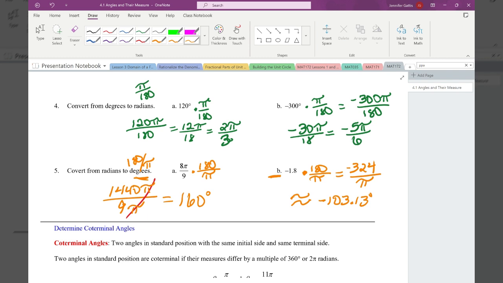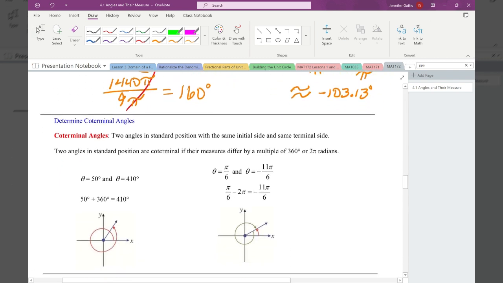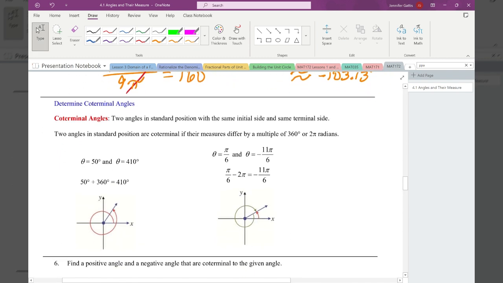All right, so now let's look at coterminal angles. If you remember, the terminal side of an angle is the ending point of it. So coterminal angles are two angles in standard position that share the same terminal side, and these differ by a multiple of either 360 degrees or 2 pi radians.